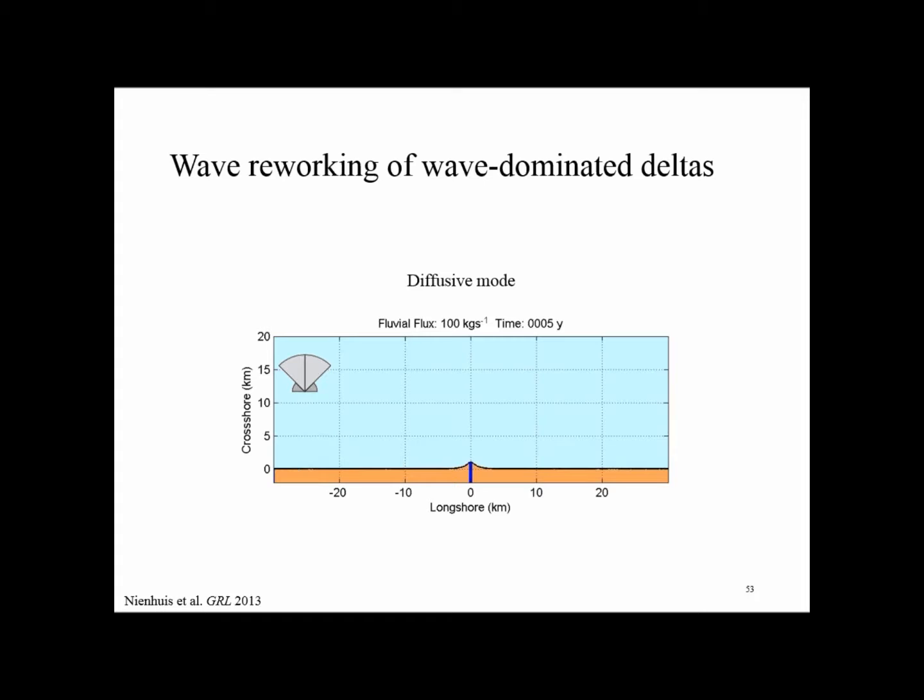What you will see if this movie turns up is that this delta, you already see some tiny cuspate delta. In this simulation here, this delta will grow, and then we can stop fluvial sediment supply at some point in the model run.